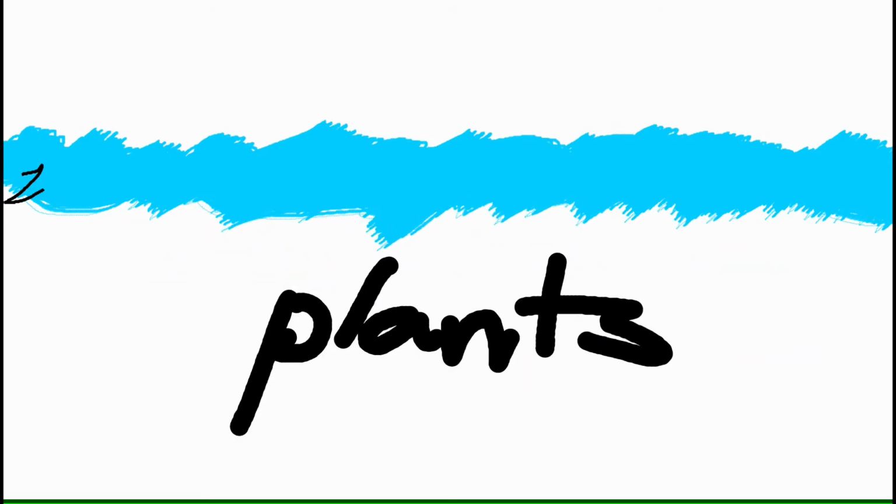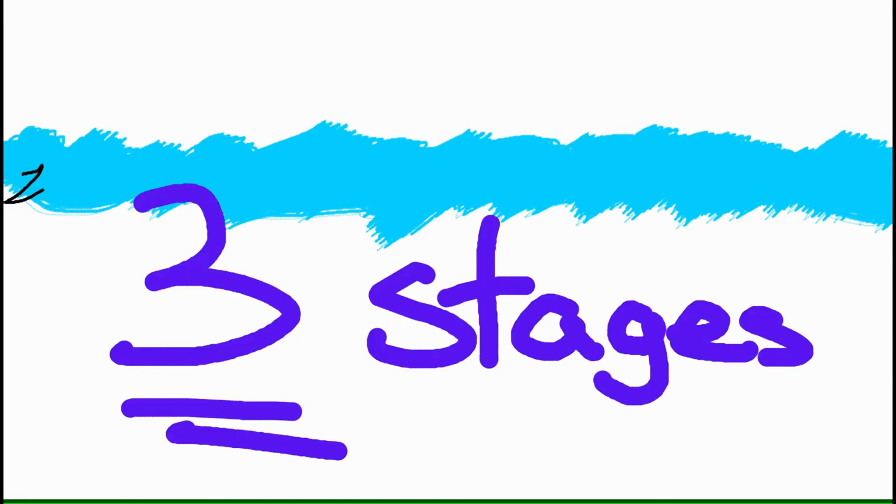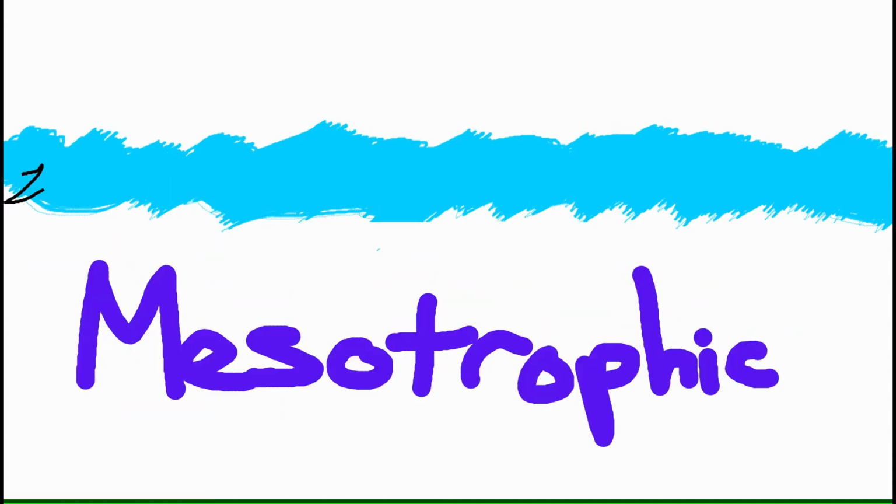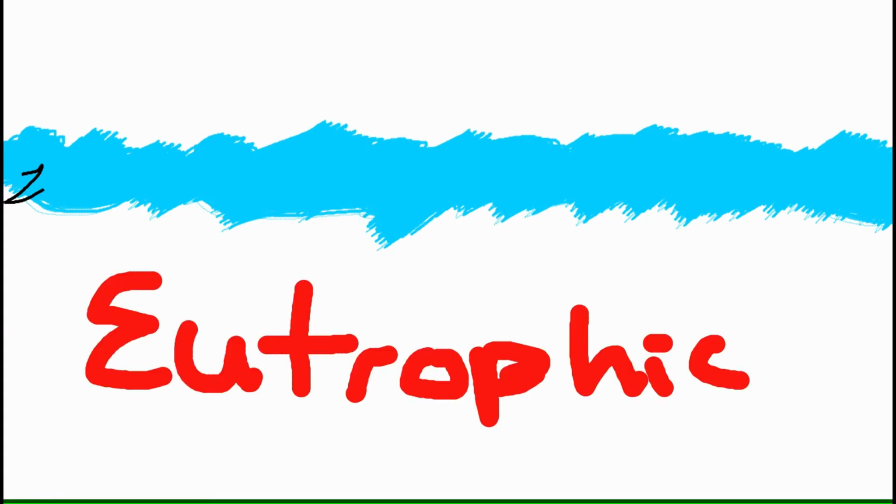But what is primary productivity? Primary productivity is the rate at which plants and other photosynthetic organisms produce organic compounds. Lake eutrophication consists of three stages: oligotrophic, mesotrophic, and eutrophic.